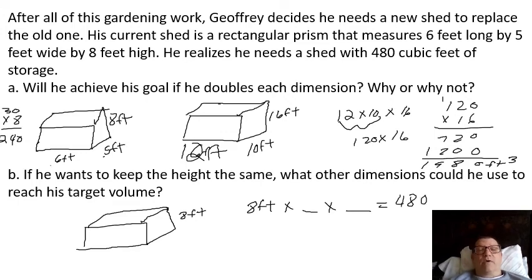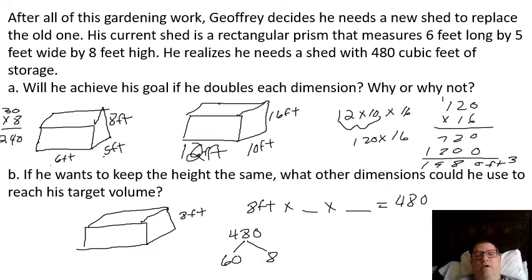So I'm going to come over here and I'm going to start with 480. The first thing I'm going to do is start with 8 because I know that's the given. Well, I know 8 will go into 48 6 times, so it's going to go 60. Now I've got various ones. I could go 6 and 10. So here is one he could do. He could go 6 by 10 by 8, and he would be able to meet his volume requirement.